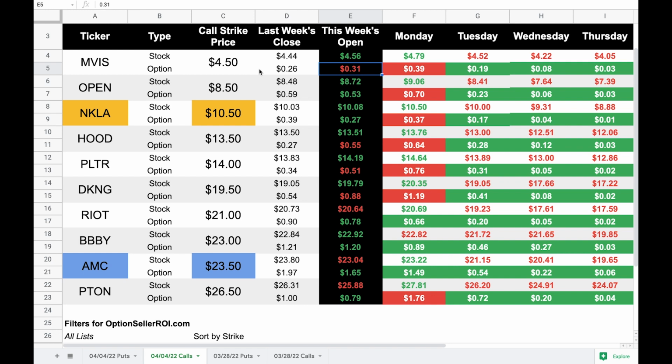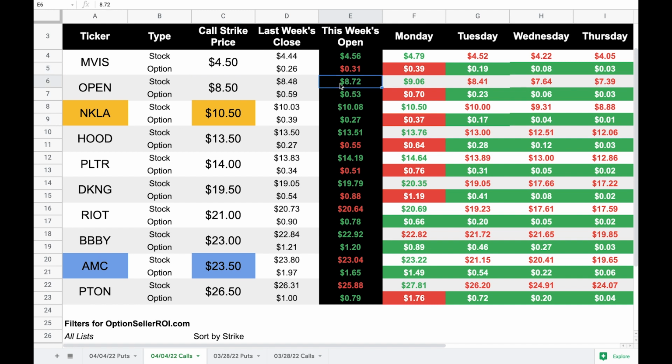Let me now show you some of these plays, and would I have entered these plays on Monday morning? Well, if the stock opens at 456, you could sell an in the money call at $4.50. So if it got called away, you would have lost 6 cents, right? You buy it at 456 and have to sell it at 450 if it were assigned, but you would have gained 31 cents. So that would have been profitable.